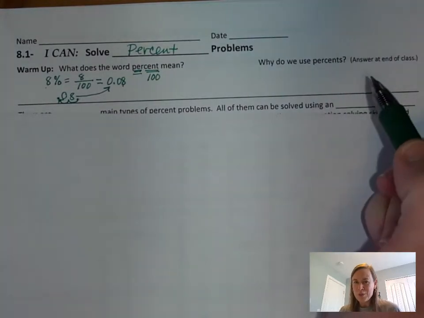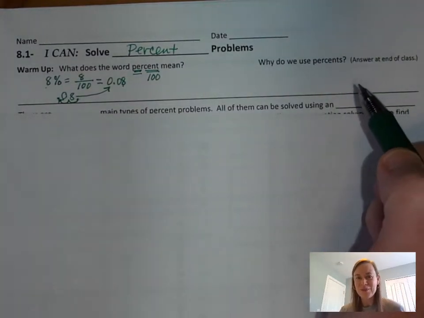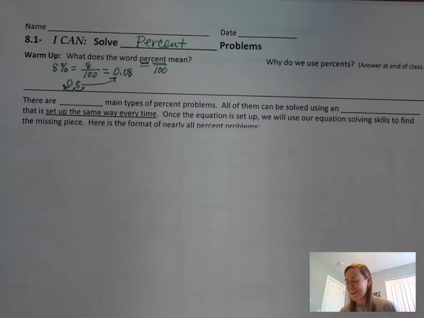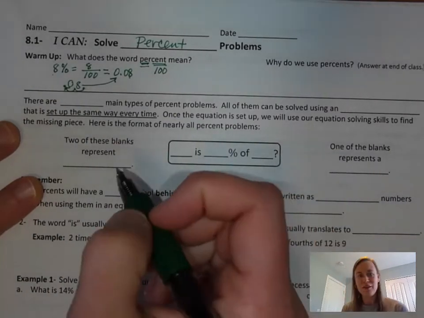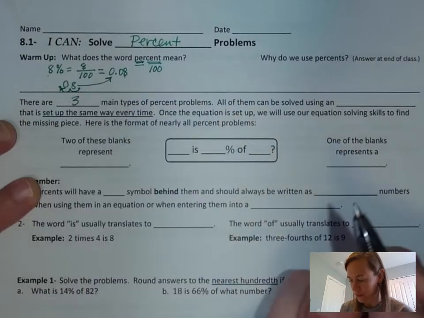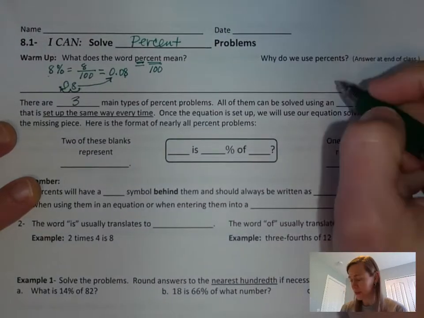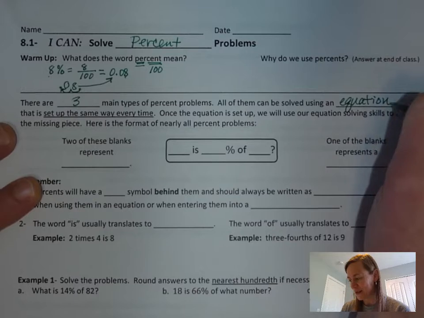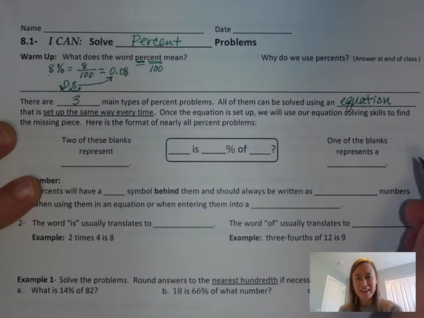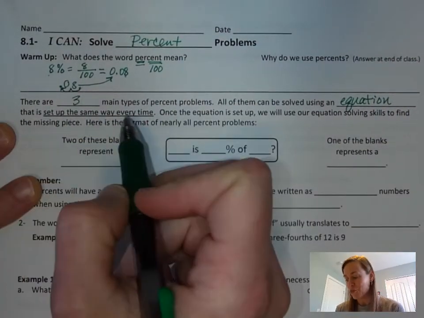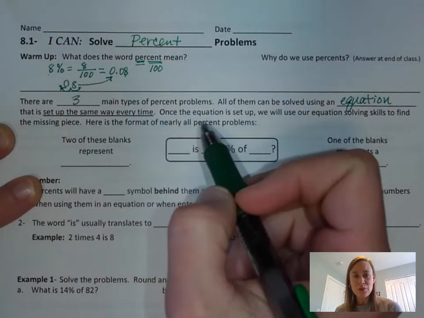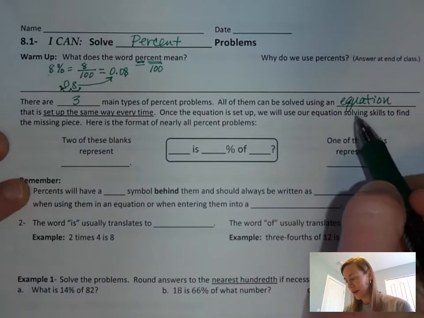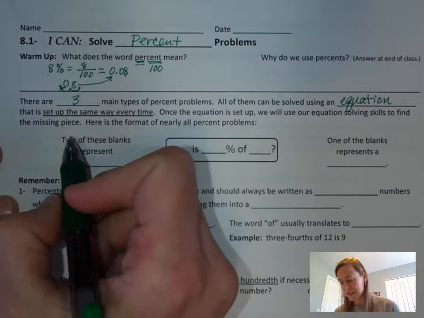Now, why do we use percents? Well, cliffhanger here. We'll give you that answer at the end of class. All right, so there are 3 main types of percent problems. And all of them can be solved using an equation, which I'm sure is not that shocking to you guys. We solve a lot of things with equations. These equations are set up the same way every time. Once the equation is set up, we will use our equation solving skills to find the missing piece.